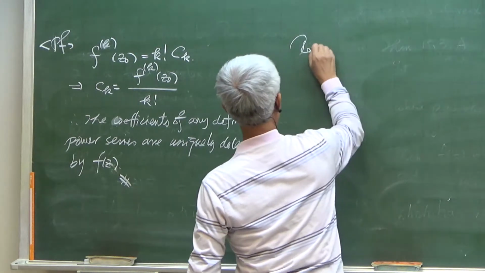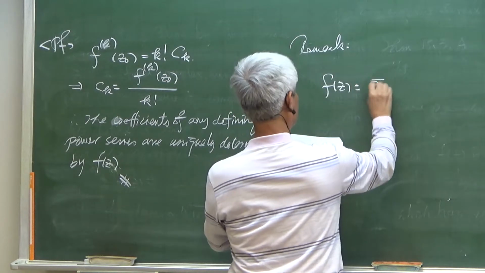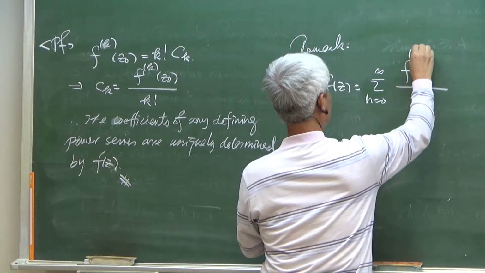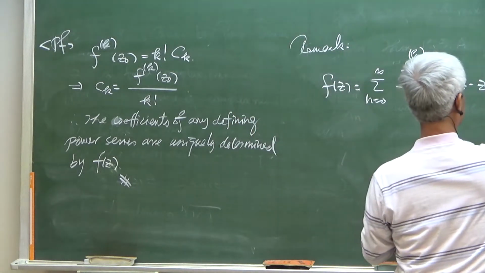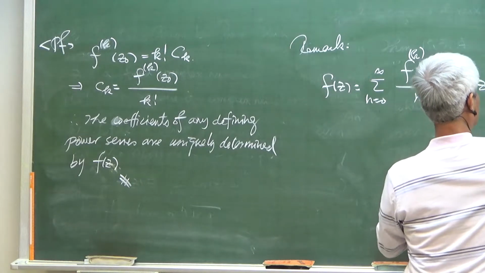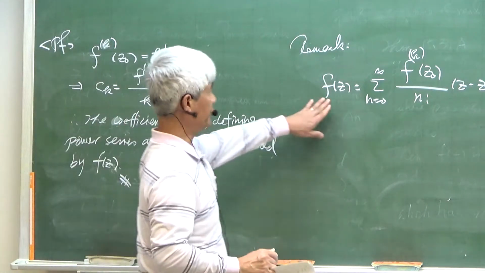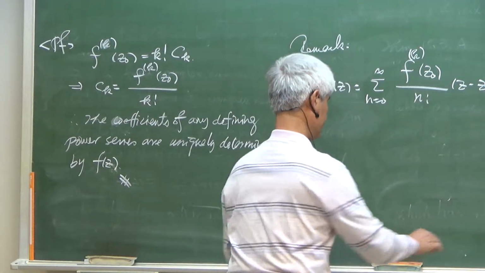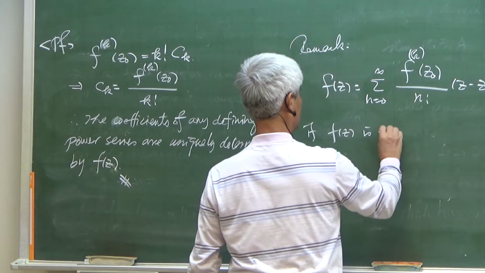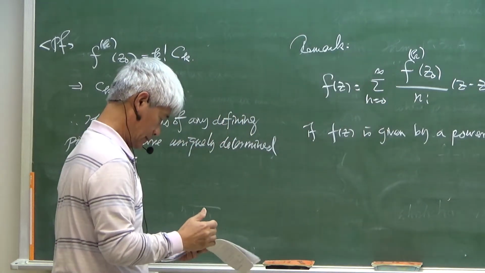So remark. f(z) can now be written as the sum of f^(n)(z0) over n factorial times (z minus z0) to the n. So if a function can be given by a power series, then this power series actually can be written in this way, if f(z) is given by a power series. So that's the situation.